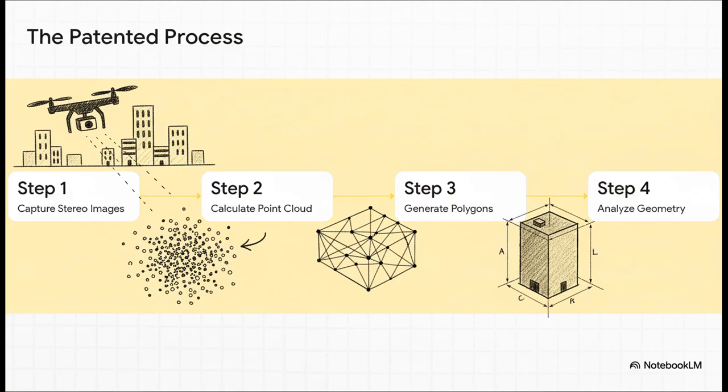First, you capture what are called stereo images from an airplane or a drone. Then, some really powerful software creates a point cloud, which is literally a cloud of millions of tiny, precise data points. Next, those dots get connected to form polygons, creating a sort of digital wireframe. And finally, the software analyzes that geometry to create the finished 3D model.